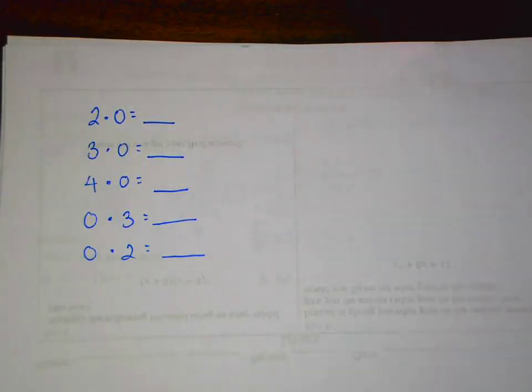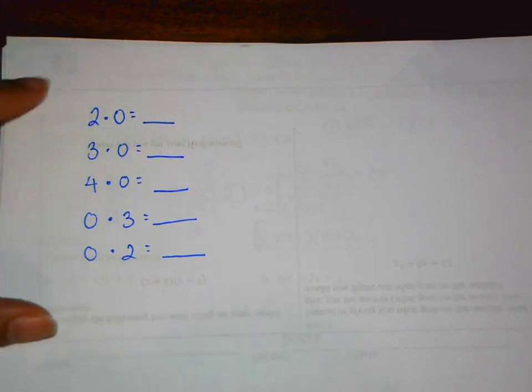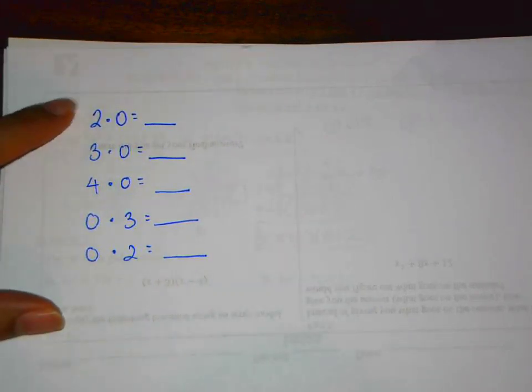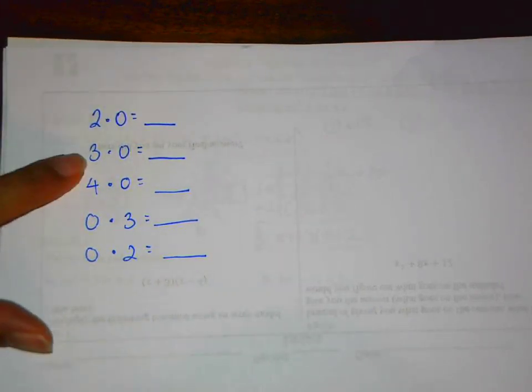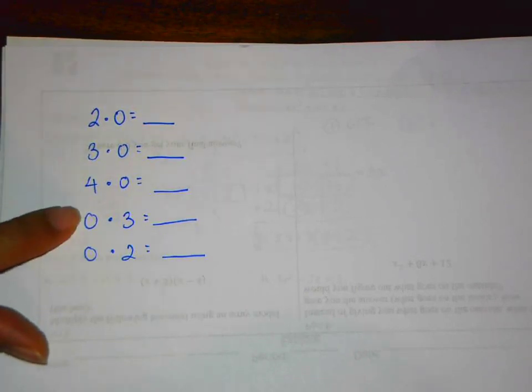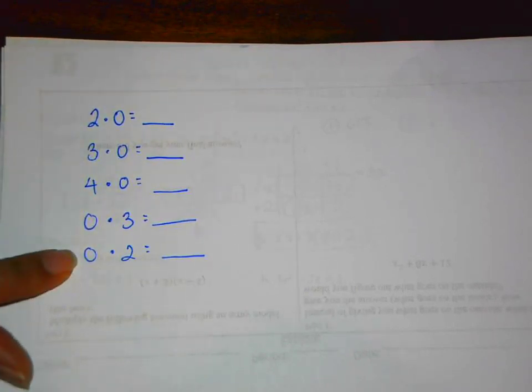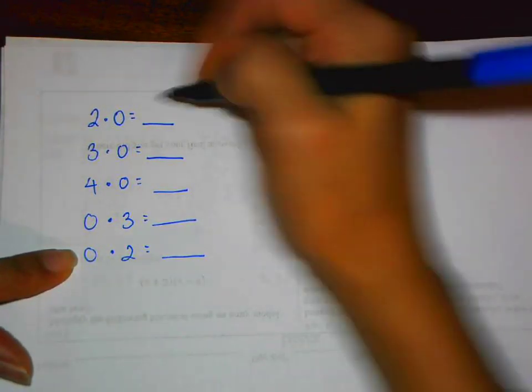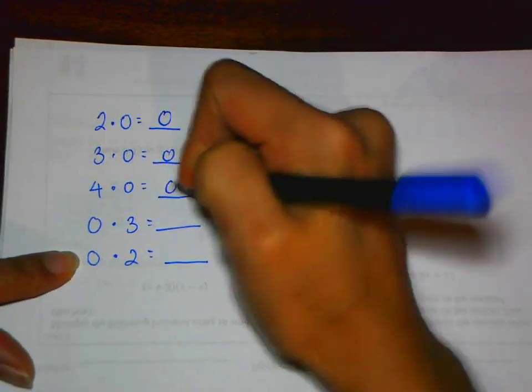All right, now that we have talked about factoring, let's talk about solving. But before we solve, I want you to think about a couple of things. Look at this list of multiplication: 2 times 0, 3 times 0, 4 times 0, 0 times 3, 0 times 2. I'm sure that you've noticed by now that all of these equal 0.